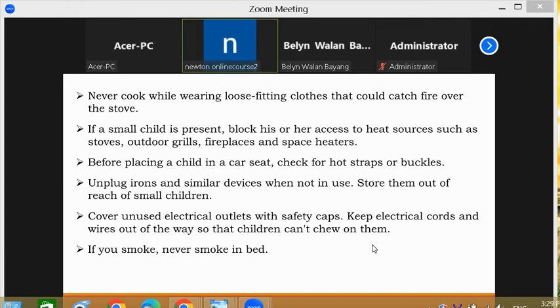Some homes have electrical outlets, so when you are not using them, you have to close the outlet, or if there is no cap, you should secure and keep them safe, because maybe cut wires are there, and children may have the tendency to chew them. Next, if you are smoking, do not smoke in bed, that's also very important.